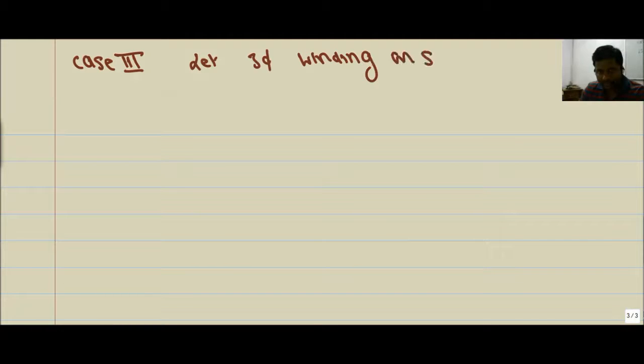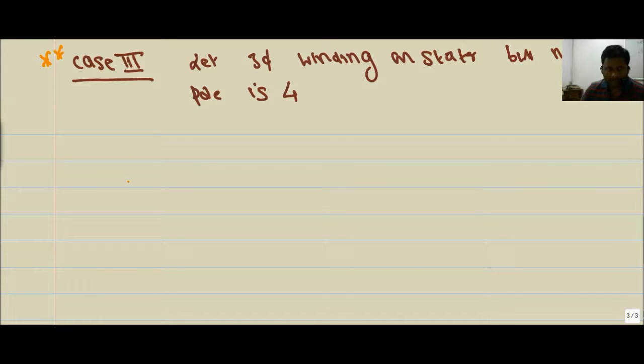Consider the case 3. A three-phase winding on the stator, but the number of poles is four. This case is important, and actually this is the conclusion of all the things. Let us draw the basic connection diagram of it.